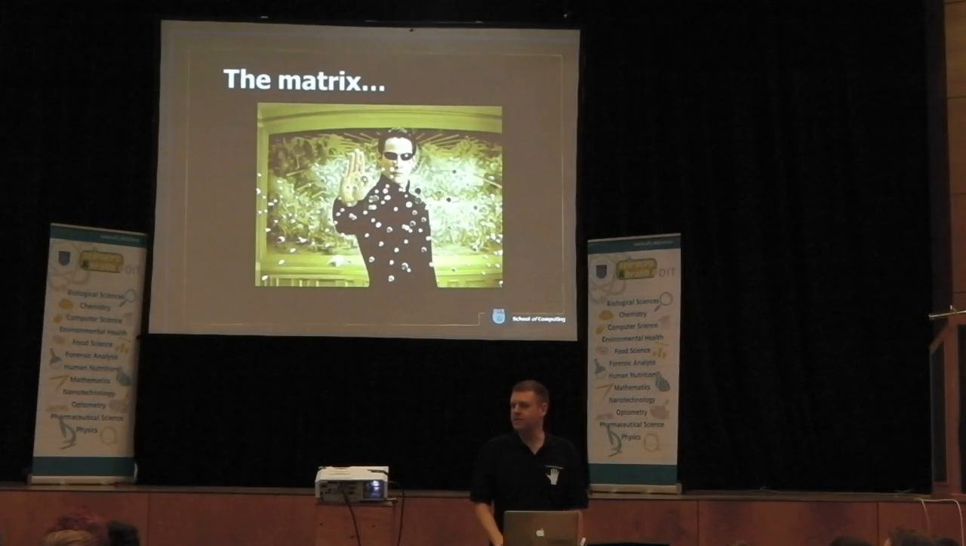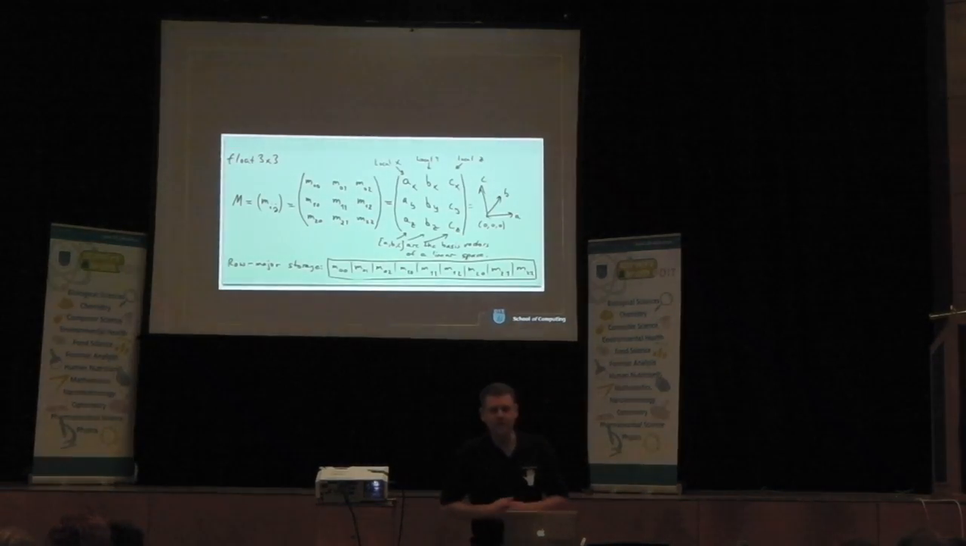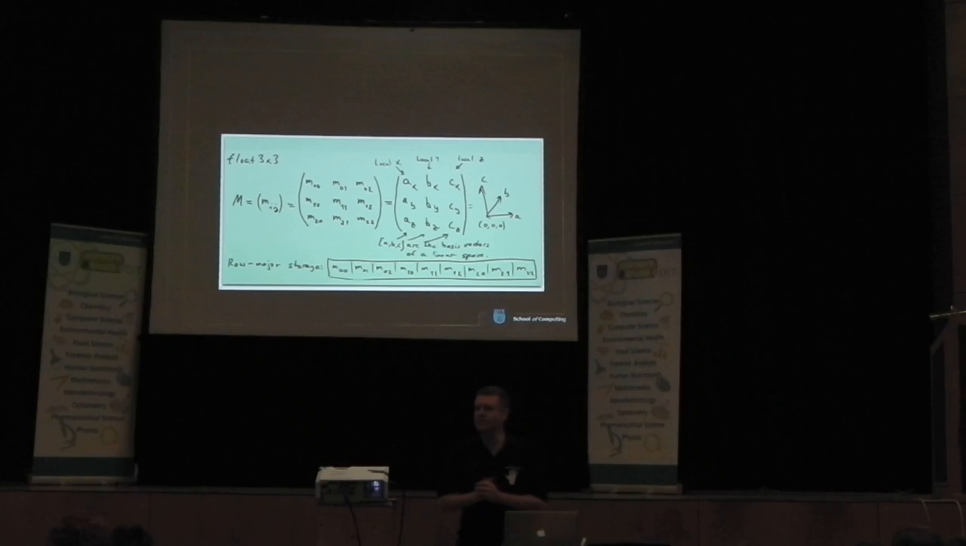And I mentioned the Matrix, didn't I? Has everyone seen the movie? Okay, so this bit at the top has got nothing to do with the movie. This is what a matrix looks like. A matrix is just a grid of numbers, so it's got rows and columns. And this magical matrix is at the heart of every 3D games engine.